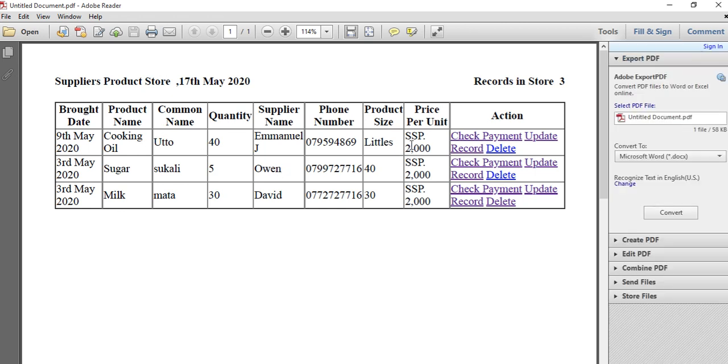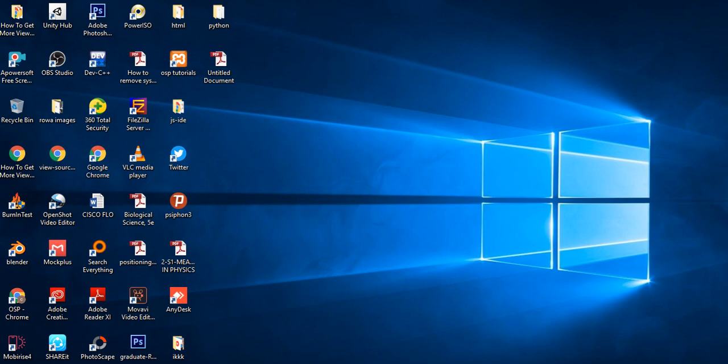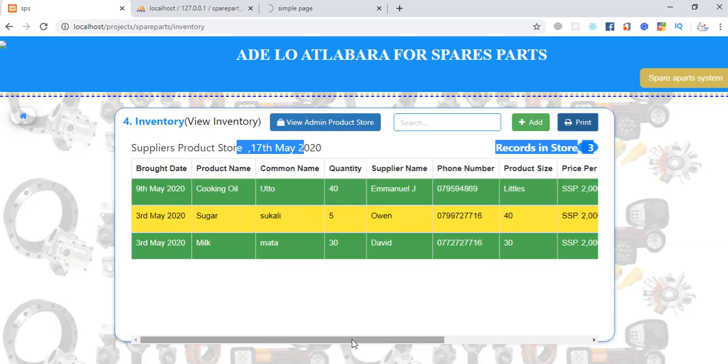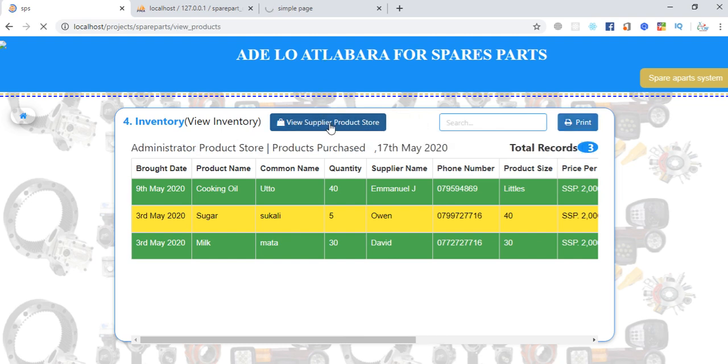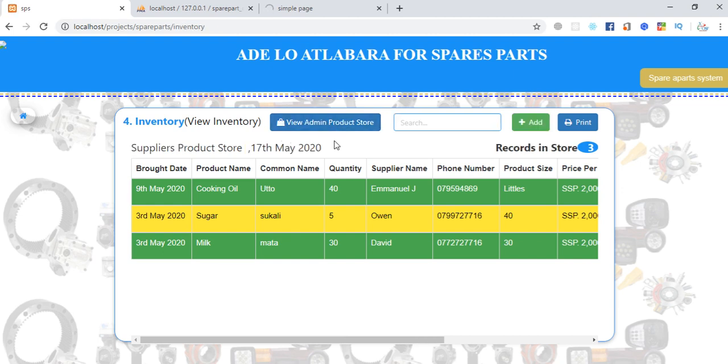Now they told me this one is not called the SP, it's called this 2000 dot S pound. So I'm just going to change that. The same thing happens here. Now when you click here to view the admin product section, it takes you to the admin section, the administrator product store, the products purchased from the supplier. So on the supplier's product, we have a link which takes us to go and view the admin product store.